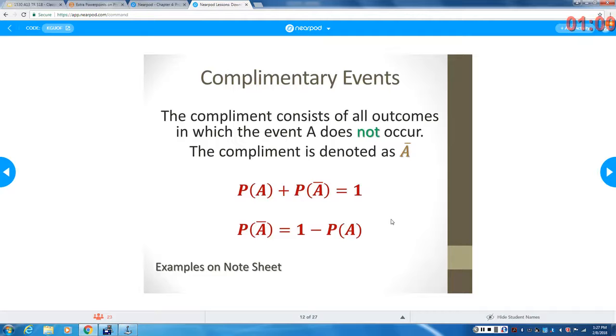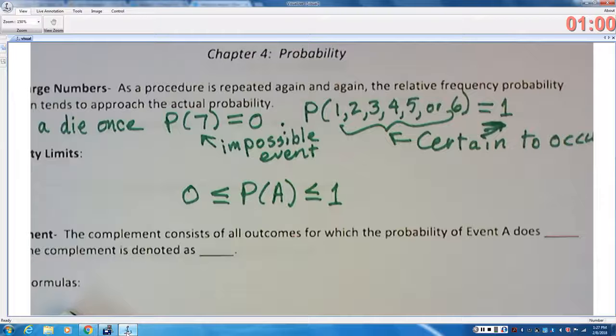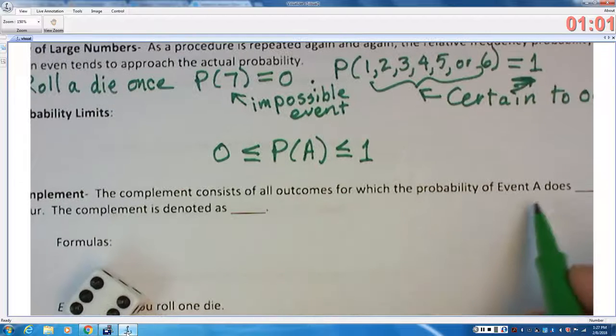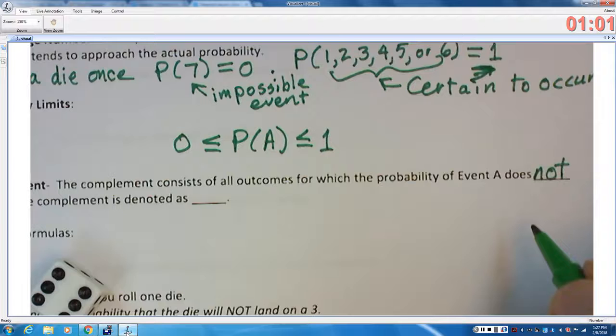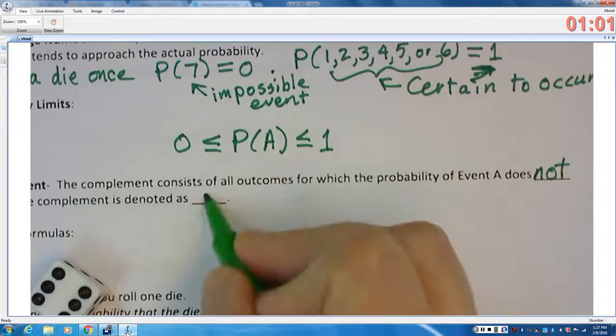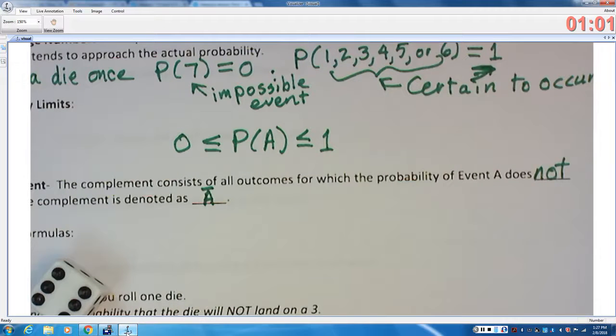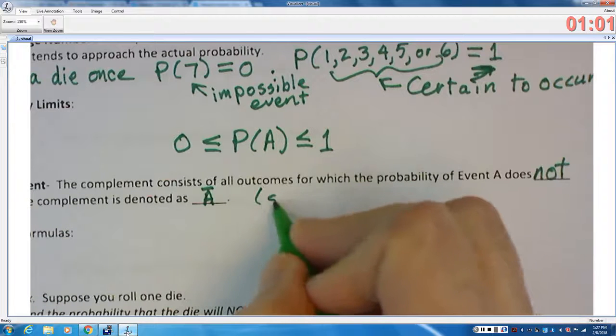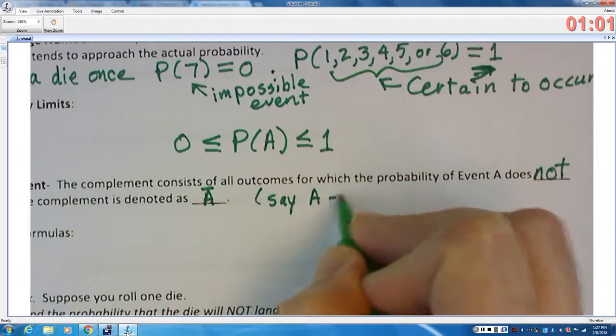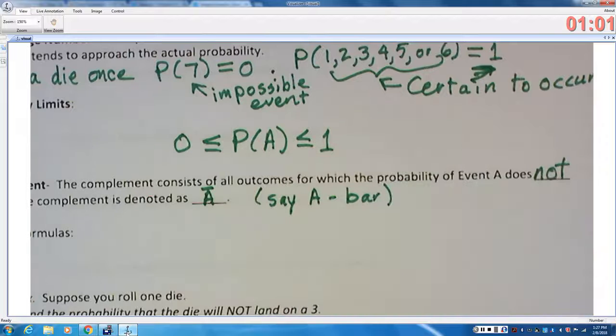So going back to our sheet, we're going to write those two. So the complement consists of all outcomes for which event A does not occur. The complement is denoted as A bar. If we're talking about event A, if we're talking about event B, it's B bar. A bar over whatever the event. We say A bar, like X bar. X is not a complement. It means not a complement.